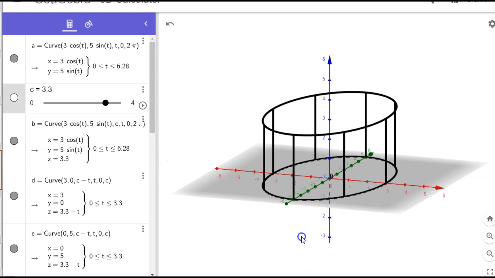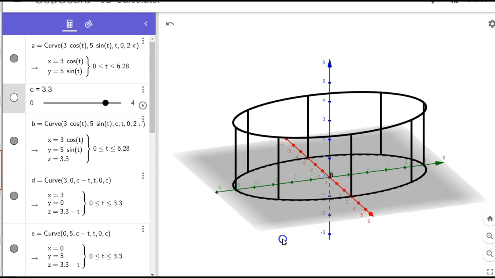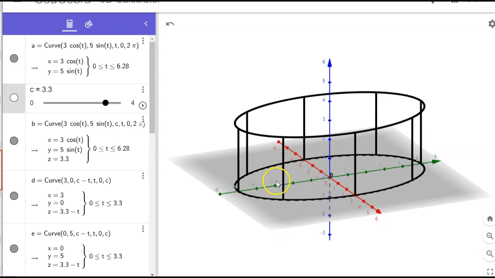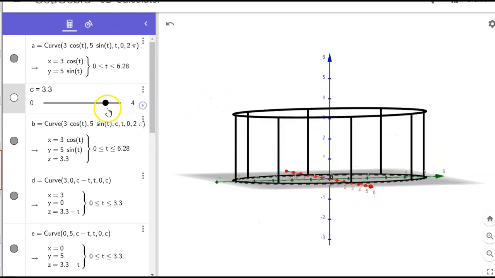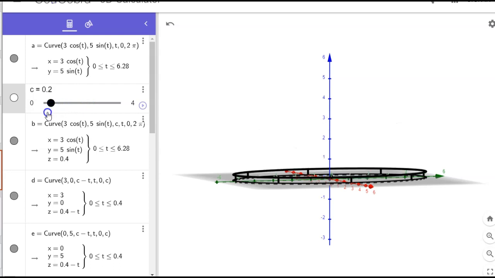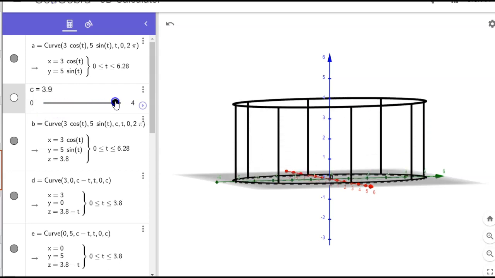Hey Cal 3 class, we're going to take a little stroll down memory lane. We've got a 3D solid here, and we've got an oval in the XY plane, or ellipse I should say, and then that same ellipse up above it, with the height of that upper ellipse going back and forth between 0 and 4. Okay, so 0 all the way up to 4.